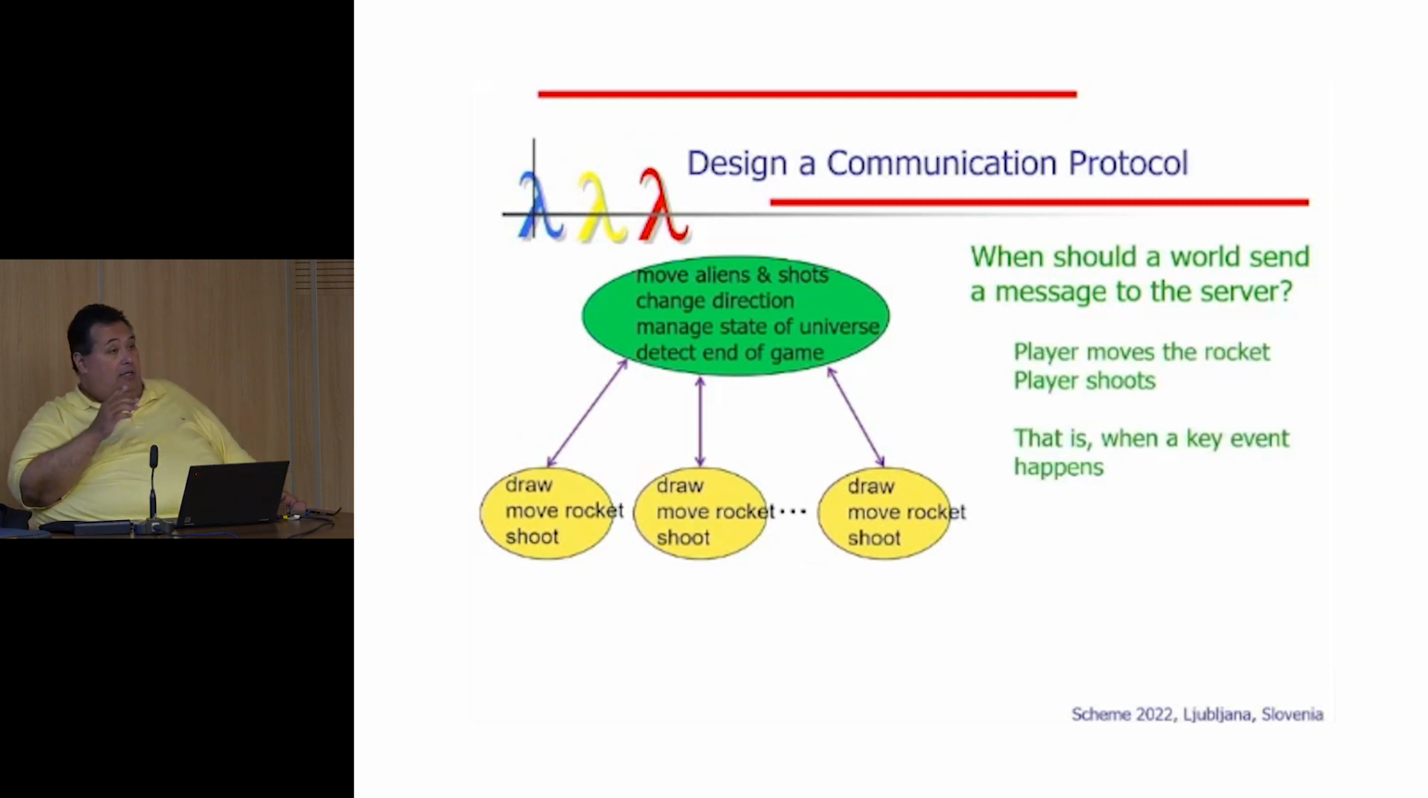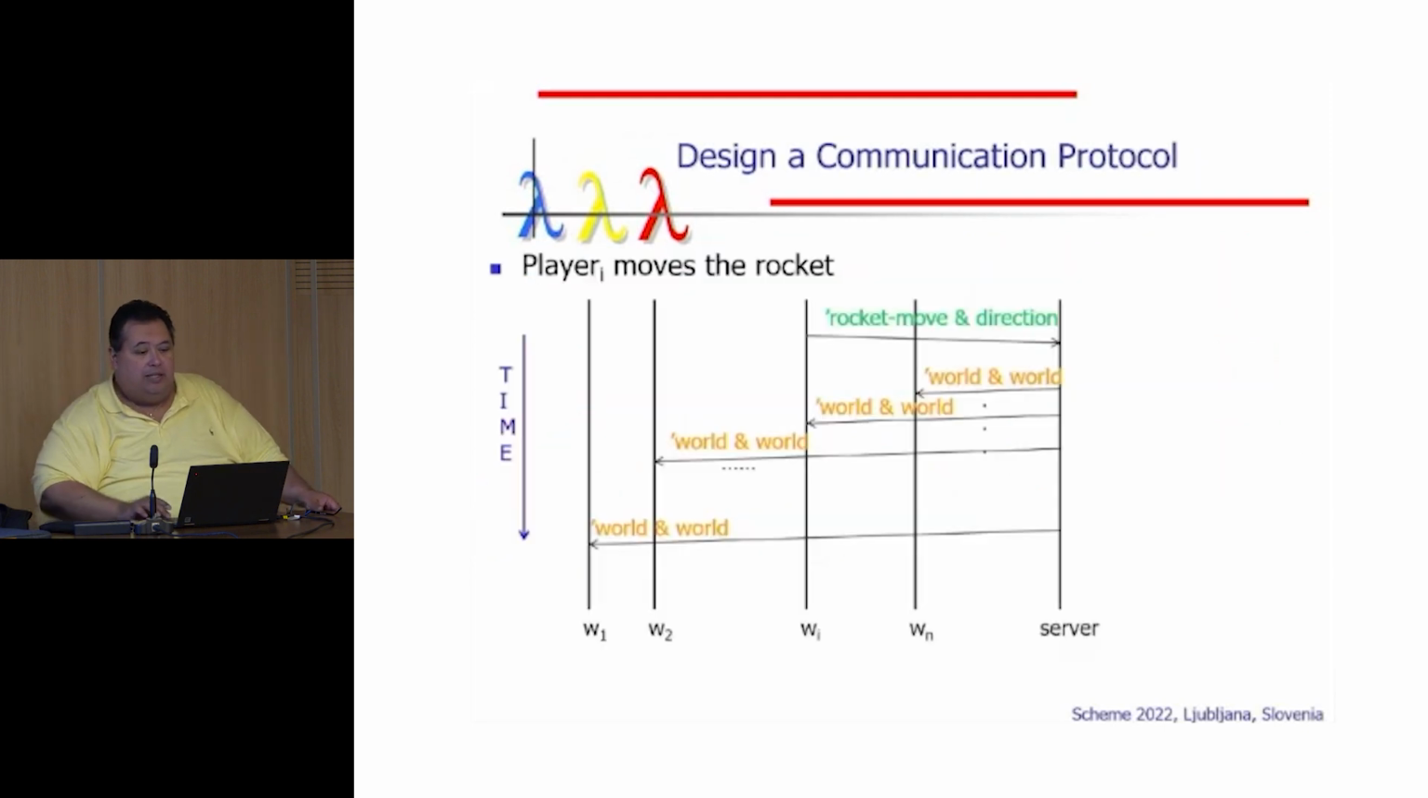And then we say, okay, now we have to figure out how messages are exchanged, right? Outline how the messages are exchanged. And so they draw these communication protocols. And we say, well, look, if player I moves the rocket, well, send the rocket move message that contains the direction of the move to the server. And the server updates the state of the game. And what does it do? It sends that new updated state to all of the players.